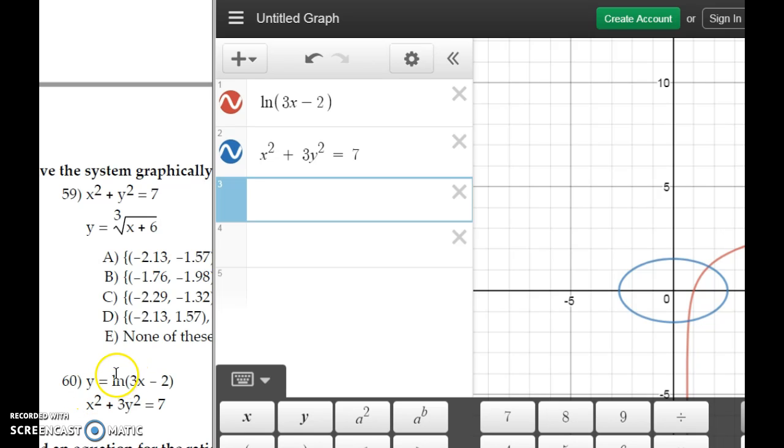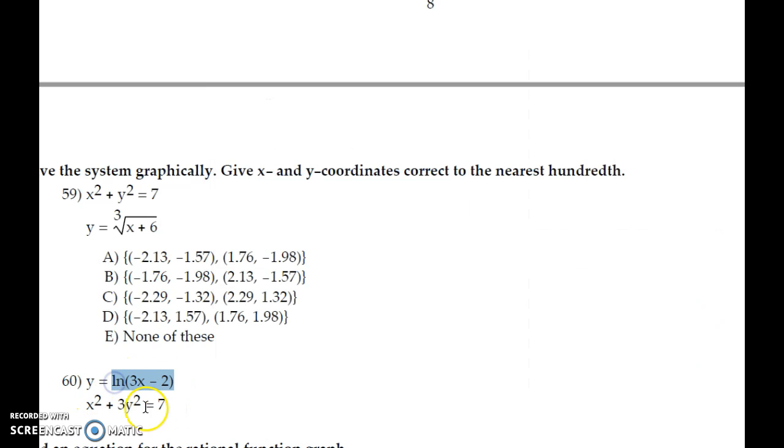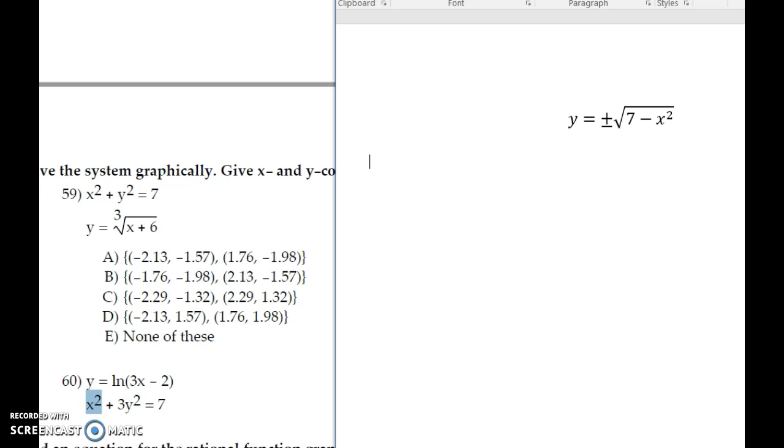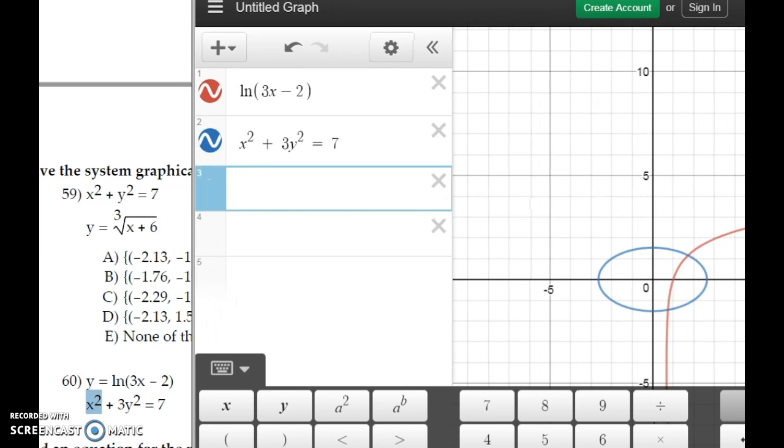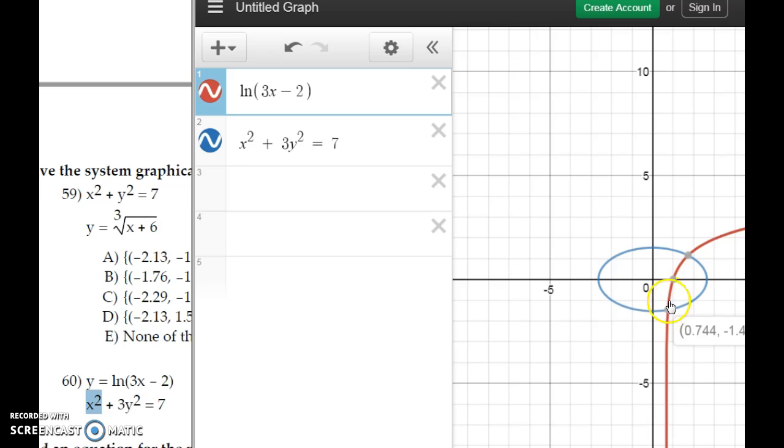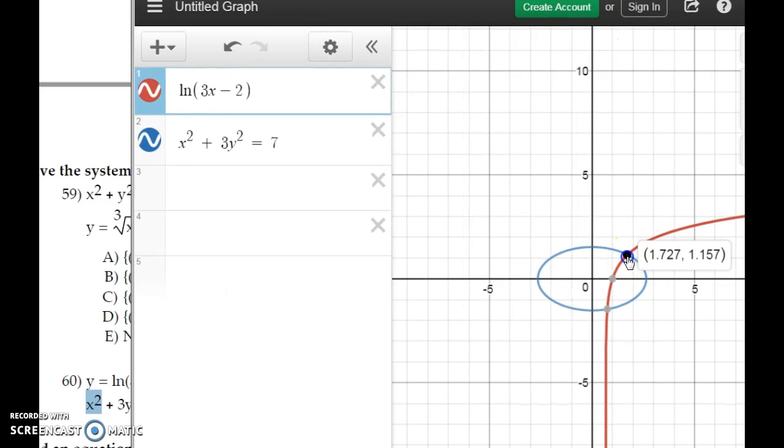60 is going to be very similar. Your calculator should be able to do that right away. In this one, you're just going to need to solve for y by taking the square root of both sides after you subtract x squared. That's still from 59, sorry. Here's the graph. You'll get something that looks like this, and then just zoom in on those points. I can get them exactly here on this calculator where they cross. That's what we're looking for, the solutions, is where those two graphs cross.